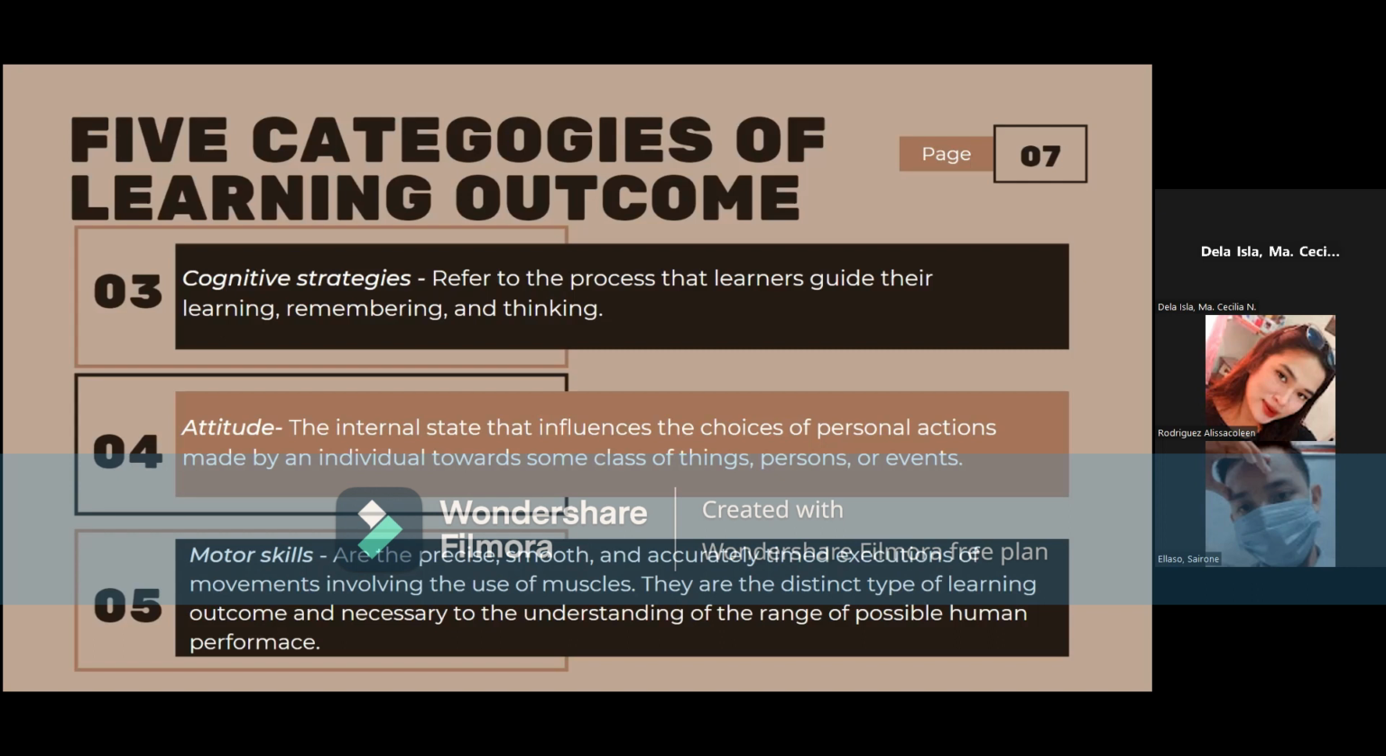And lastly, for the categories of learning outcome is the motor skills, or the precise, smooth, and accurately timed executions of movements involving the use of muscles. They are the distinct type of learning outcomes and necessary to the understanding of the range of possible human performance. So, educators, no, play a crucial role in promoting the development of motor skills in children.